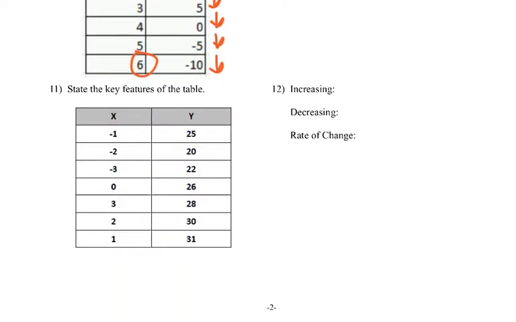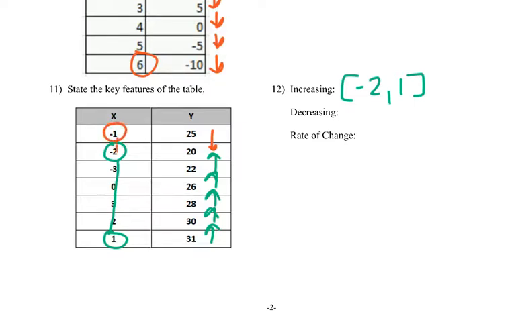All right, number 11. Okay, so 25 to 20, it's down. Then 20 to 22, it went up. 22 to 26 to 28 to 30 to 31. So it's increasing. At -2, it starts increasing till it gets to 1. So -2 to +1. And decreasing from -1 to -2.